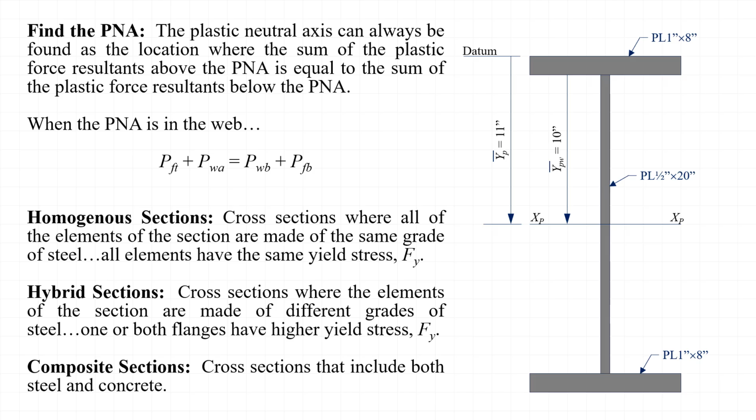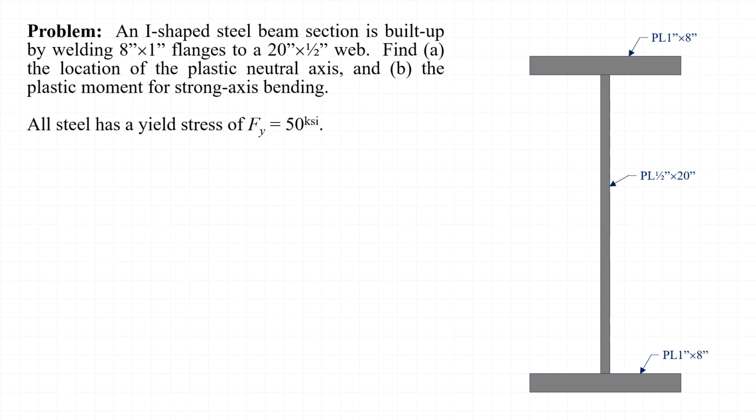Importantly, there has to be a shear transfer mechanism between the steel and the concrete, however, for the two materials to work together as a single cross-section. If we return to the problem definition, we again see the statement that all steel has a yield stress of F_y equals 50 ksi, which means that this is a homogeneous section.